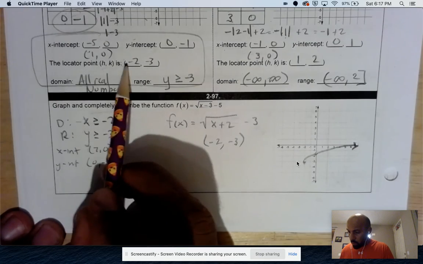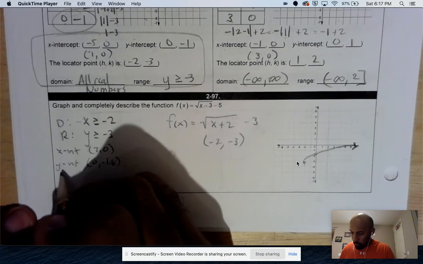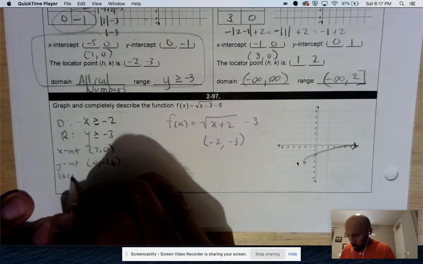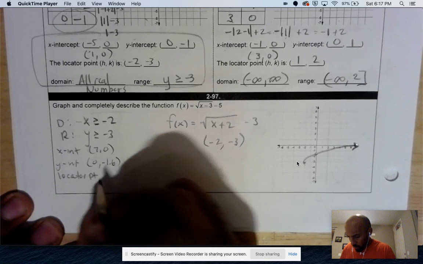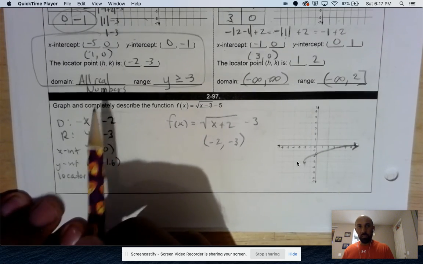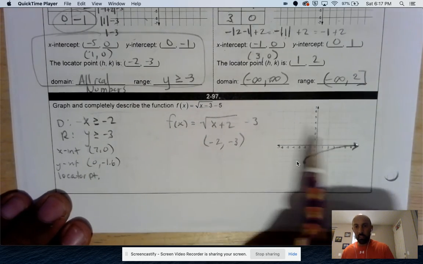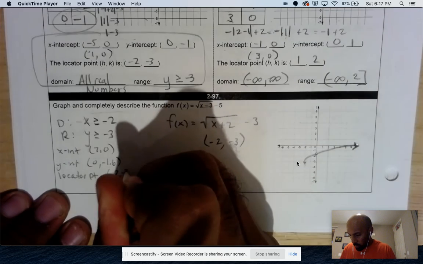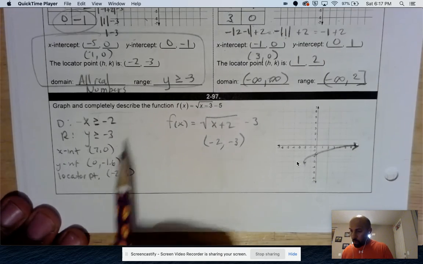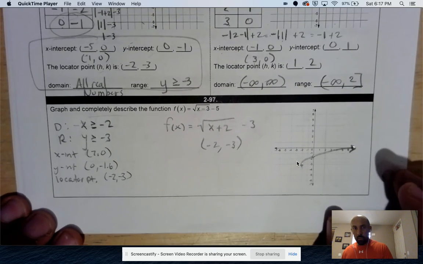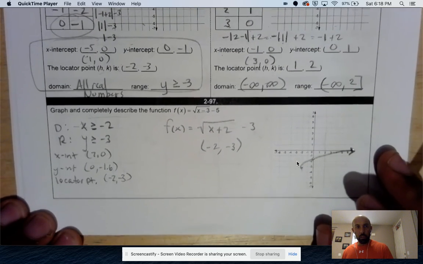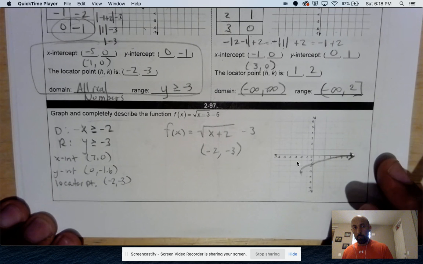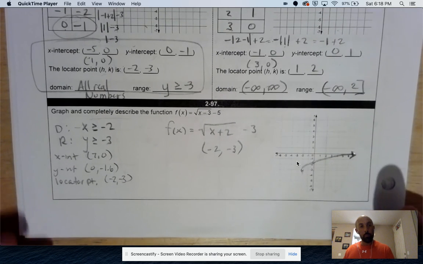Okay, so then what else do we want to know? Maybe the locator point. So the locator point, which is also the name for the vertex, like in a parabola. But since it's not a parabola, we call it the locator point. That's negative 2, negative 3. Okay. What else do we want to know? Okay, so yeah, that's pretty much all we really need to know when we're describing a graph.